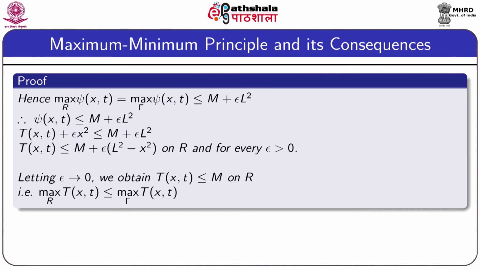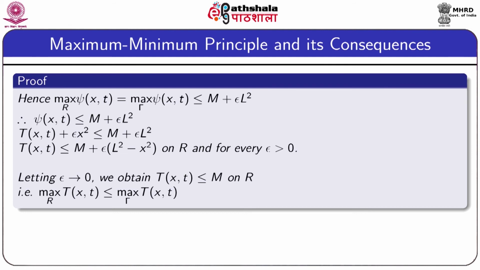Now, putting the value of psi as T plus epsilon x square, this is less than or equal to capital M plus epsilon L square. So capital T is less than or equal to capital M plus epsilon into L square minus x square on capital R. And in this relation, epsilon is an arbitrary constant greater than 0. Now, in this relation, if we take epsilon tends to 0, we obtain T(x,t) is less than or equal to capital M on R.